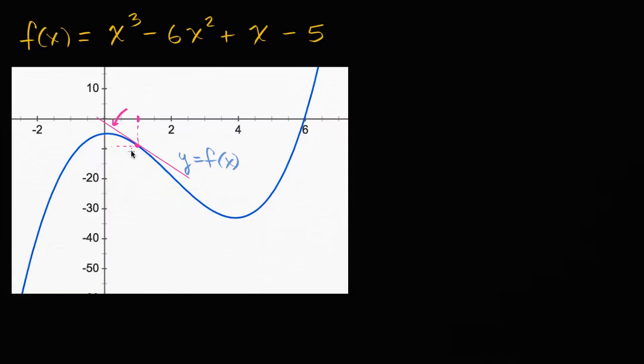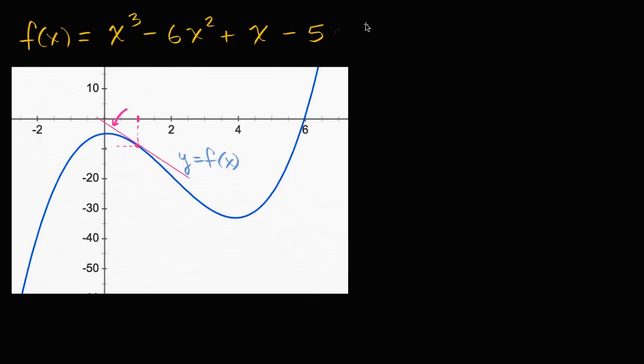Well, the way that we could do this is if we find the derivative at x equals 1, the derivative is the slope of the tangent line. And so we'll know the slope of the tangent line, and we know that it contains that point, and then we can use that to find the equation of the tangent line. So we want the equation of the tangent line when x is equal to 1.